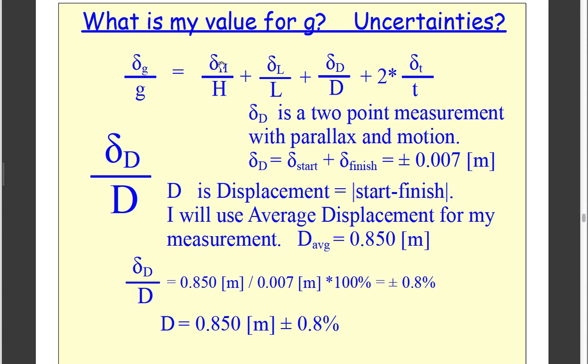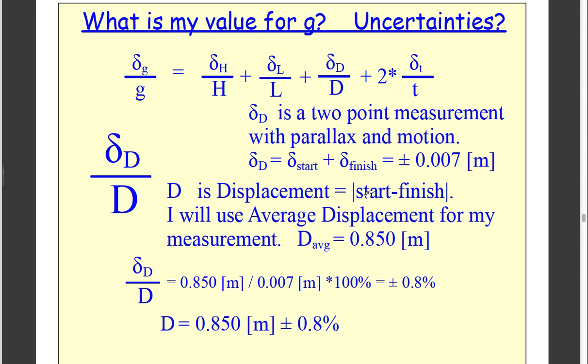Continuing this question of what is my value for g in terms of uncertainties. Delta displacement over displacement. What do I use for delta displacement? What is my uncertainty in the displacement? Well, it was a 2-point measurement with parallax, and there was motion. If you remember, my displacement had a start and a finish position, and therefore a start uncertainty and a final uncertainty. And those two values for uncertainty were probably a little bit different, but they summed in my experiment to be about 7 millimeters, or 0.007 meters.